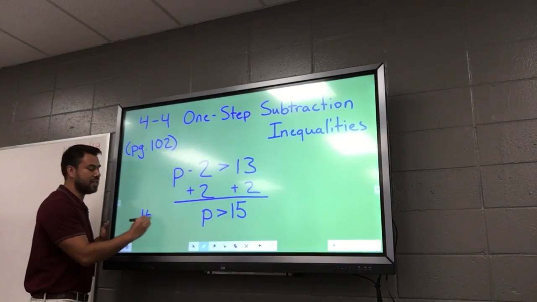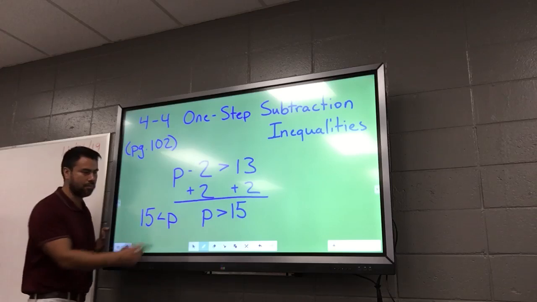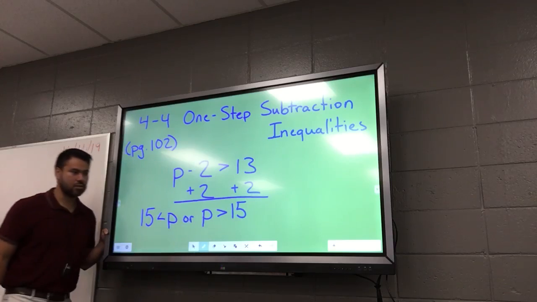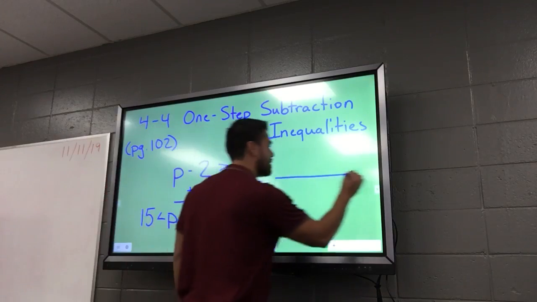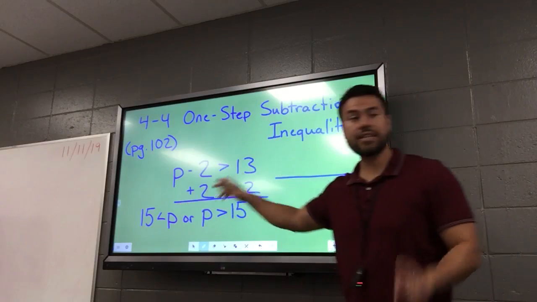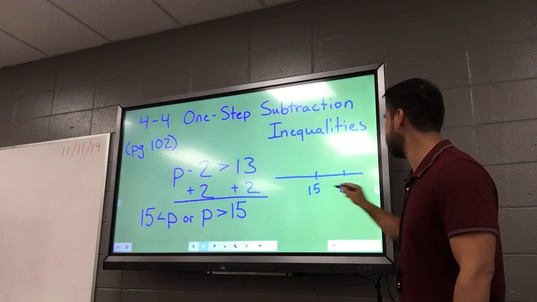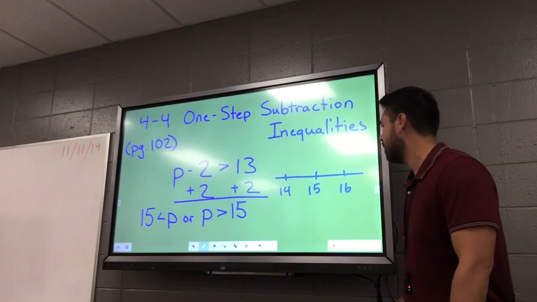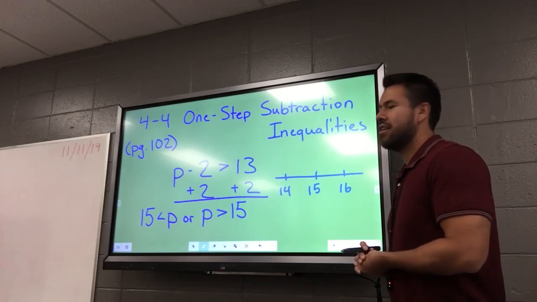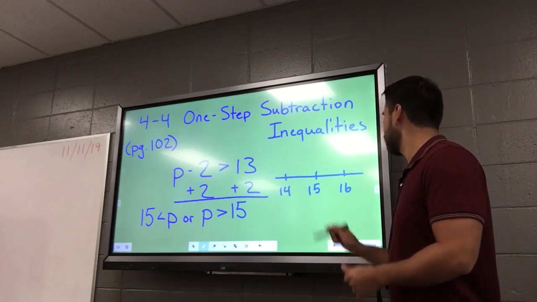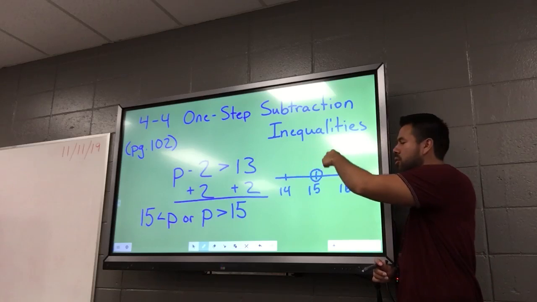Is 15 less than P the same thing? Yes. Okay, they're both the same thing. And I'll put here "or," because they're the same thing, same answer, they're correct. But to graph it, even if they're written differently, they're still the same graph. So I go 14, 15, 16 over here. What kind of circle should go on 15, Ben? Open circle. I just make it bigger to make it clear. That's an open circle on 15.